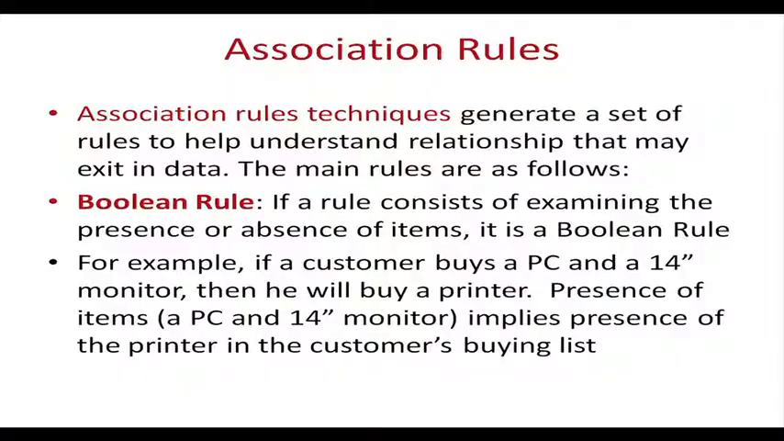One example that is given here, a very simple example, is that if a customer buys a PC and a 14 inch monitor, then he is going to buy a printer, right. So what is the input? The PC and the 14 inch monitor, and based on that you are going to predict buying a printer, that is a behavior. So you have made a rule that if this is happening, then this will happen. If a person has a PC and a monitor, then he is likely to have a printer. Now you can add other rules also.